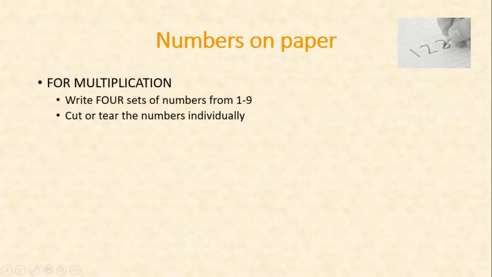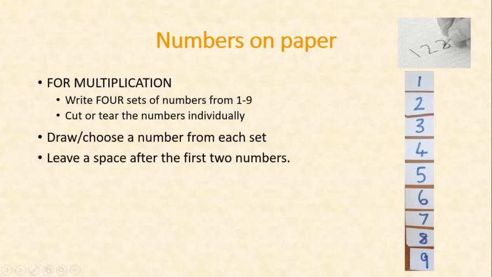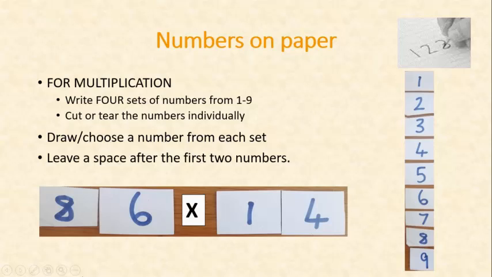Numbers on paper. For multiplication, write 4 sets of numbers 1 to 9. Then you cut and tear the numbers individually. Draw or choose a number from each set and leave a space after the first two numbers. So here's an example. 86 times 14.